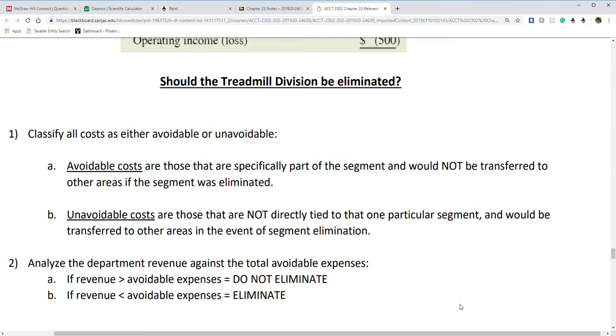So, avoidable costs. These costs are those that are specifically part of the segment and would not transfer if we eliminate it. Basically, yeah, Thanos snap, it's gone. It's not transferring to anything. On the other hand, you have unavoidable costs. These costs, no matter what, are not directly tied and they will stay with us. In fact, they will go to another segment and eat on that like a virus.